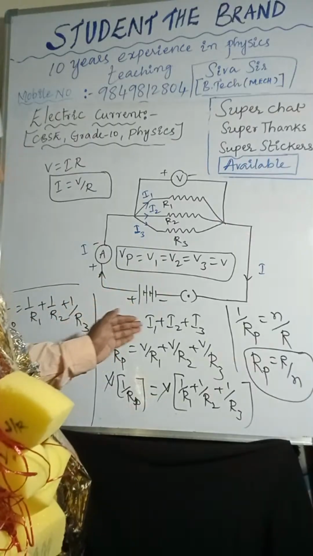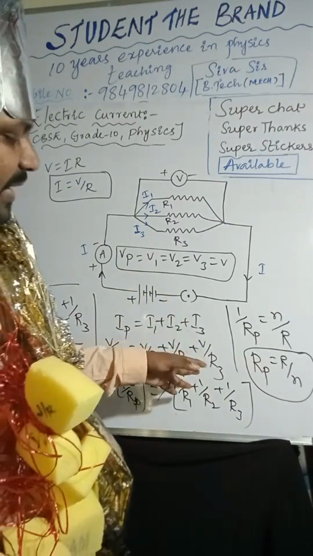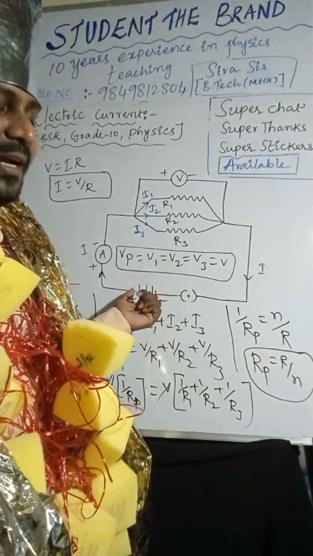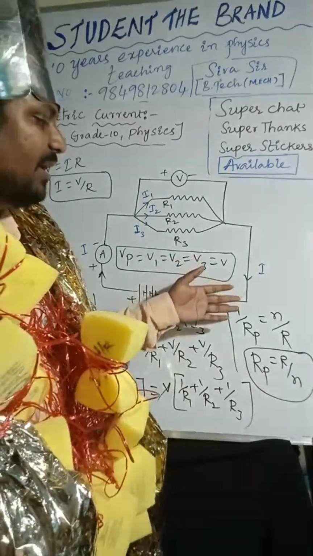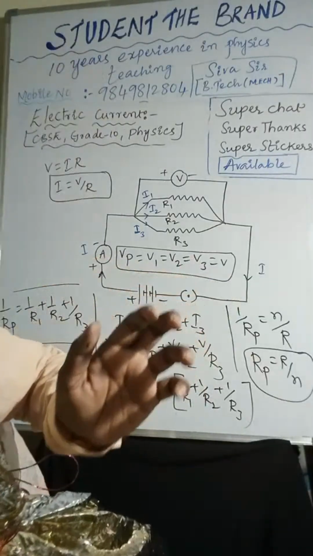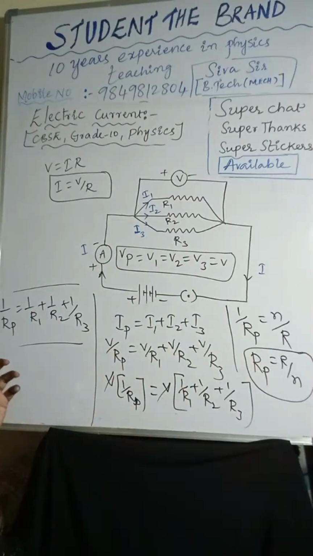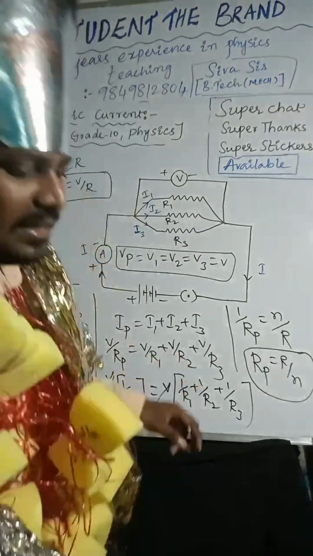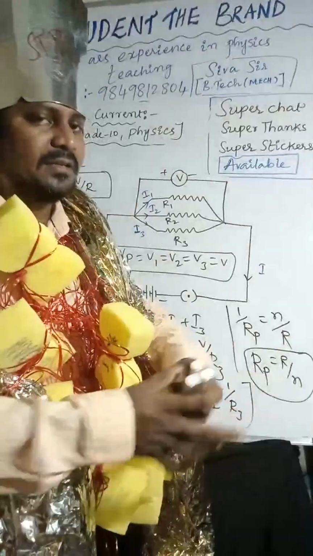V by Rp equal to V by R1 plus V by R2 plus V by R3. V is common, so we can take V common, and it will get cancelled. The remaining values: 1 by Rp equal to 1 by R1 plus 1 by R2 plus 1 by R3. This is the formula when resistors are connected in parallel combination.